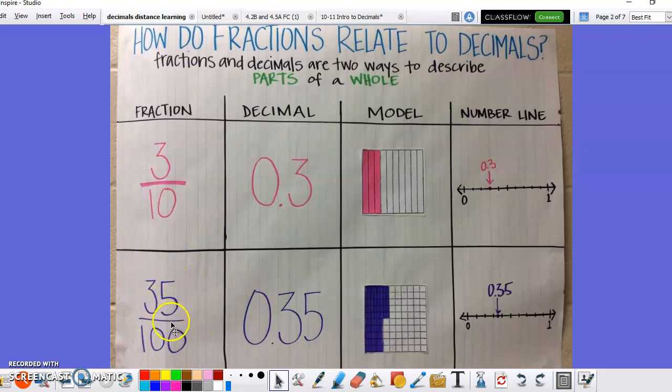We have 35 out of 100, so I would say 35 hundredths. Here, there are no whole numbers, and we have 35 hundredths, so I say the same thing as a decimal. And here my whole is divided into 100 equal parts, and 35 are shaded. So I say it the same way, but it's represented here 4 different ways: as a fraction, as a decimal, as a pictorial model, or using place value or base 10 blocks, and a number line.